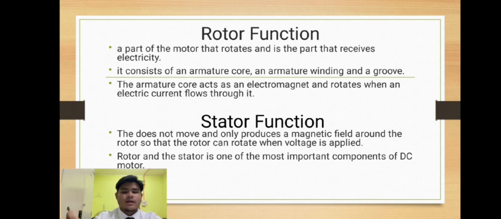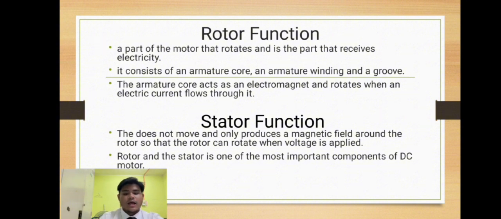Rotor function. The rotor is the part of the motor that rotates and is the part that receives electricity. It consists of an armature core, an armature winding and a groove. The armature core acts as an electromagnet and rotates when an electric current flows through it.